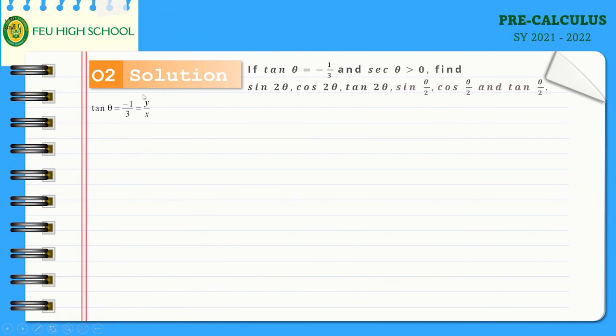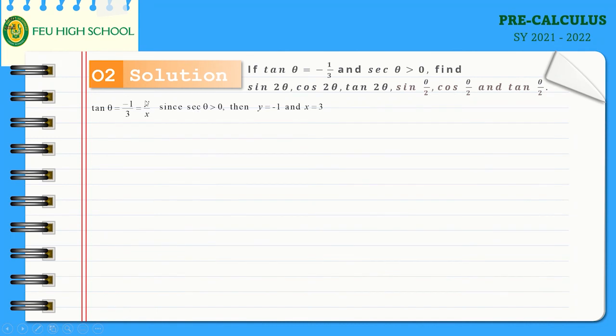Yung tangent is, kung natatandaan natin, it's y over x. And then, hindi pa yan yung final answer natin. Hindi natin alam kung yung y talaga yung negative or yung x yung negative. That's why we need to consider the secant. So, kung babalikan natin yung ating previous lesson, if the secant is greater than 0, meaning positive yung secant natin, and then yung tangent is negative, ibig sabihin nun, nasa quadrant 4 yung ating angle. Pag nasa quadrant 4, positive, negative. Okay, positive yung x, negative yung y.